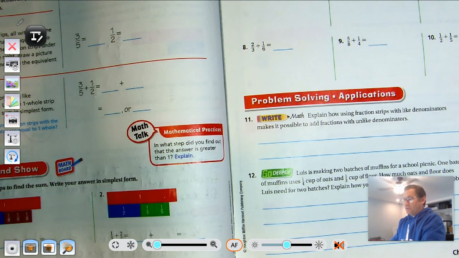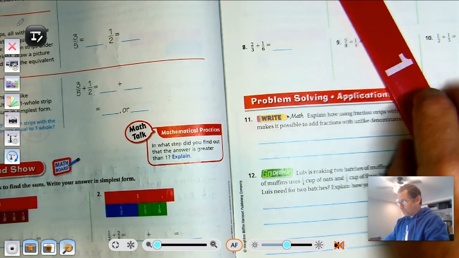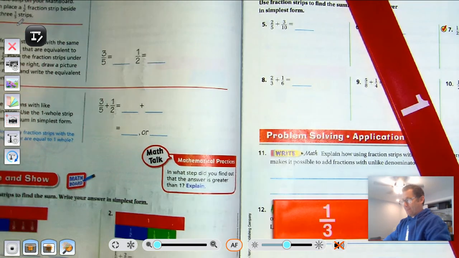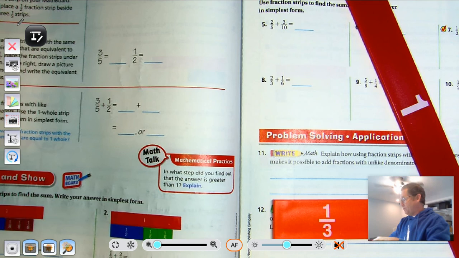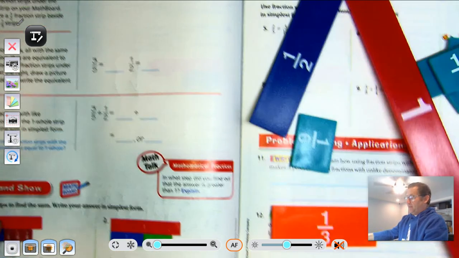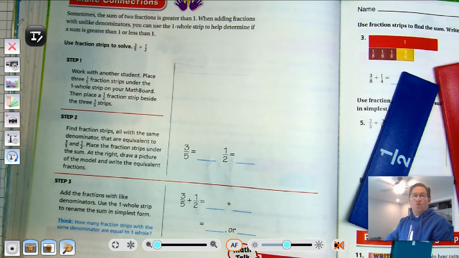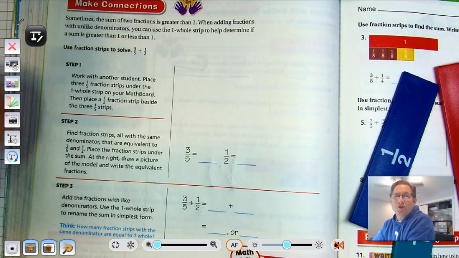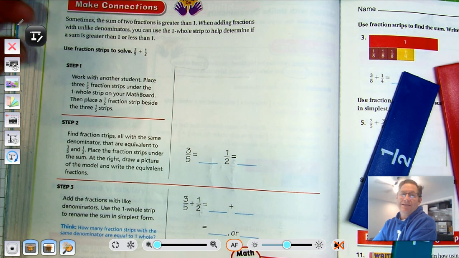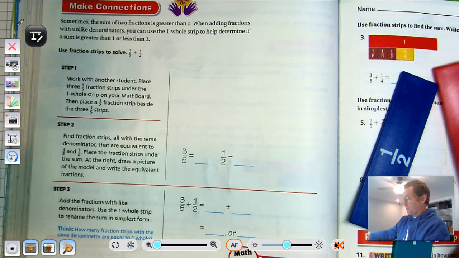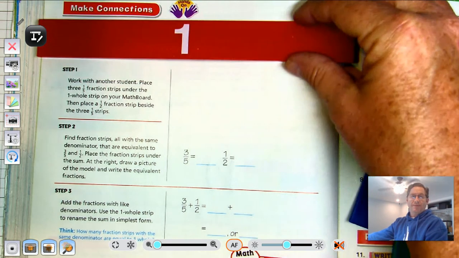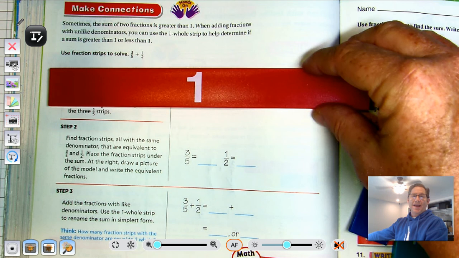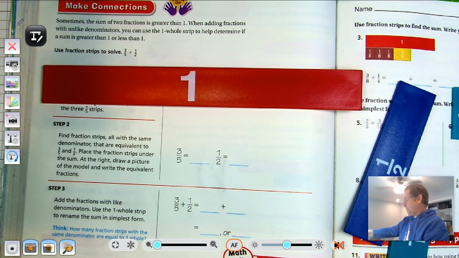All right, so sometimes the sum of two fractions is greater than one. When adding fractions with unlike denominators, you can use the one whole strip to help determine if the sum is greater than one or less than one. So for instance, we're going to have this one whole, right? And it wants us to add 3/5 and 1/2.